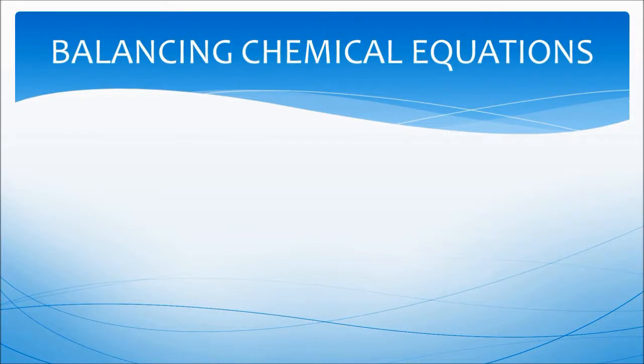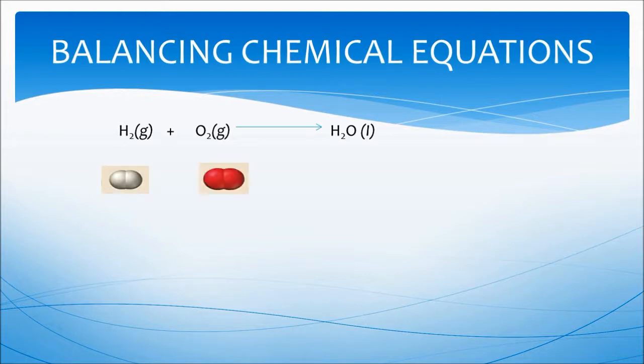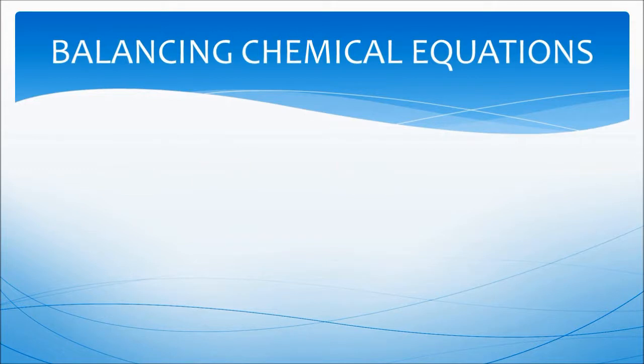Balancing chemical equations. Imagine this reaction between hydrogen and oxygen in order to form water. Written like this, the equation violates the law of conservation of mass because we have 4 atoms, 2 of hydrogen and 2 of oxygen, reacting to form 3 atoms, as shown here. This equation must be balanced and cannot be left as is.